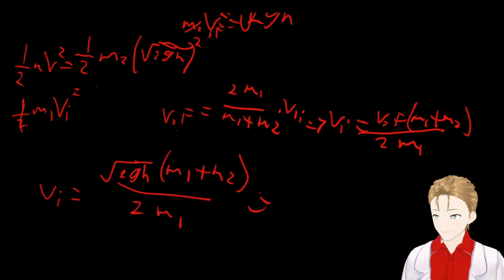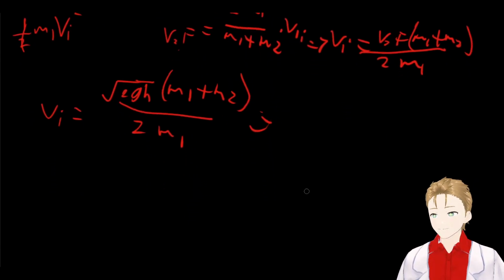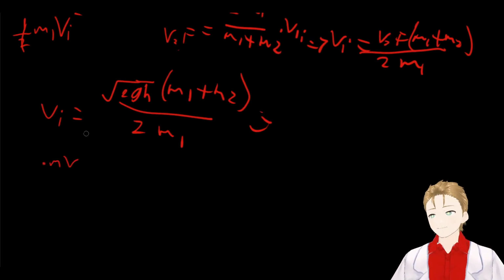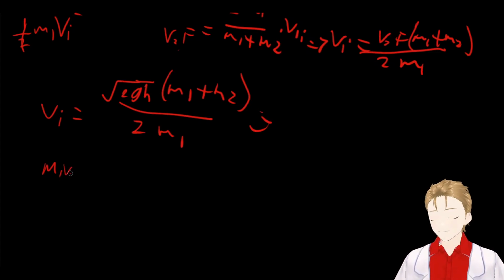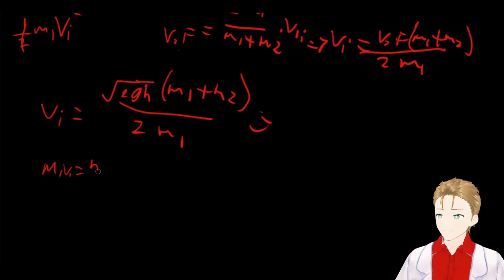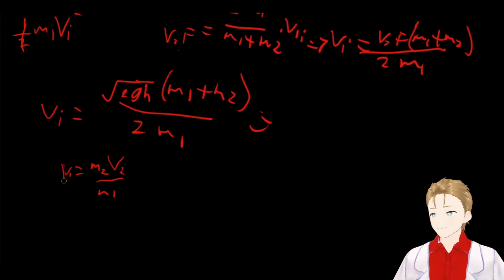Linear momentum, fine, I'll go with momentum: mass times velocity, mass times velocity. Velocity 2. No, no, no. Measurable.